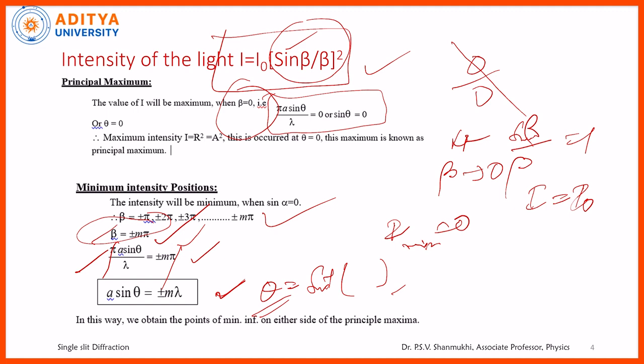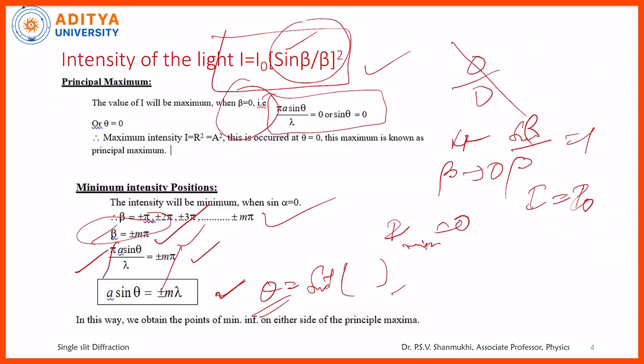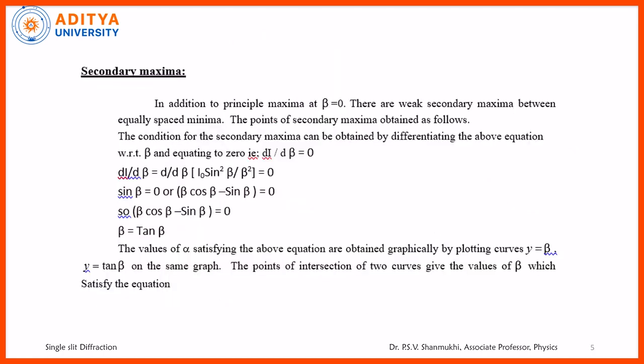Okay, the central maximum is clear, and the minima positions are also understood. If the maximum positions are understood, we can plot the graph. That graph represents the intensity distribution, which we are going to discuss mathematically. Coming to the positions of secondary maxima.